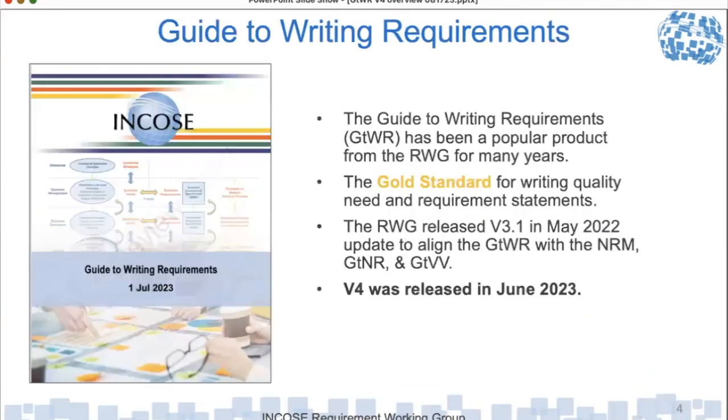The Guide to Writing Requirements has been around for many years, and it's considered the gold standard when it comes to writing quality need and requirement statements. We did release a minor update, 3.1, in May 2022, at the same time we released the manual and the guides, to keep everything in alignment. This version 4 that we're talking about was released in June, just before IS. All of our products are available in the INCOSE store.